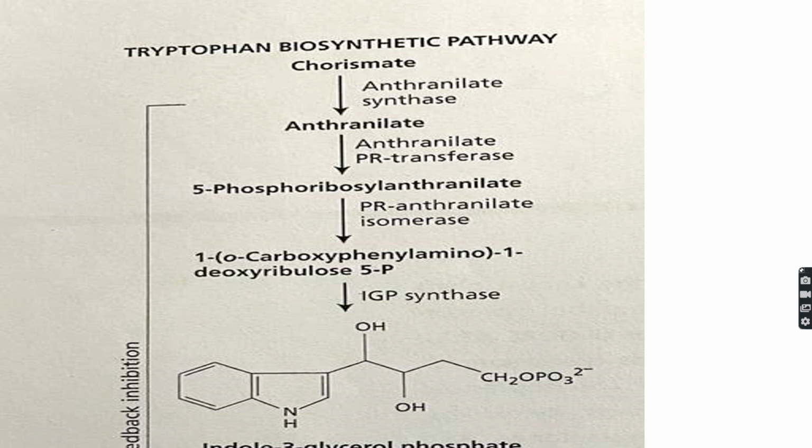Anthranilate again, with the help of the enzyme phosphoribosyl anthranilate transferase, is converted to 5-phosphoribosyl anthranilate. This intermediate product is converted to 1-O-carboxyphenyl amino 1-deoxyribulose 5-phosphate with the help of an isomerase enzyme. This product is now converted to indole 3 glycerol phosphate, that is IGP, with the help of IGP synthase.